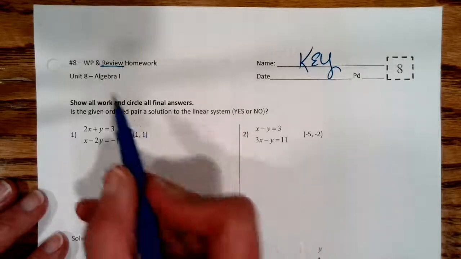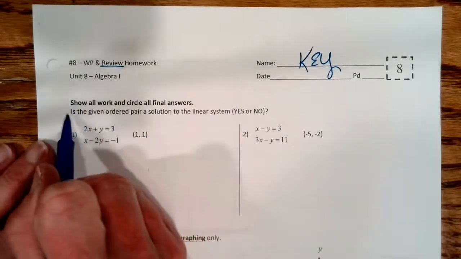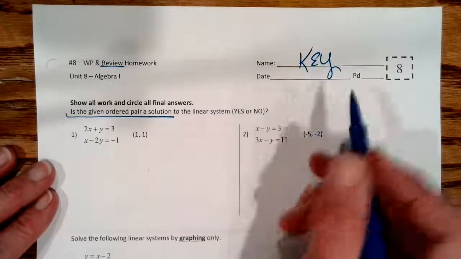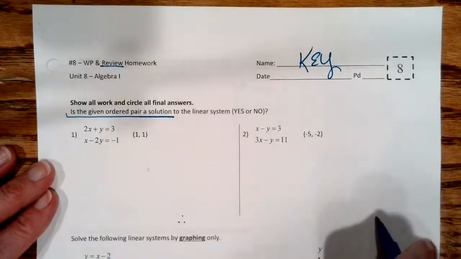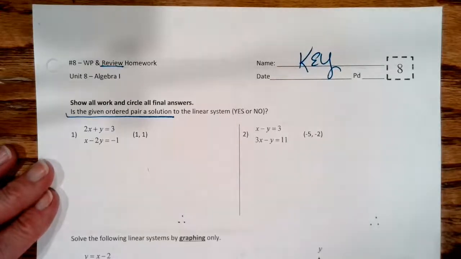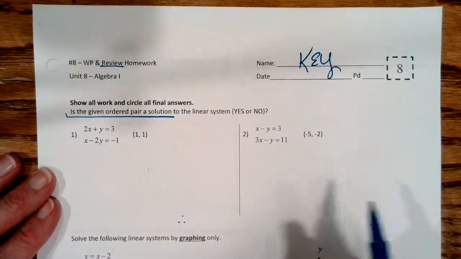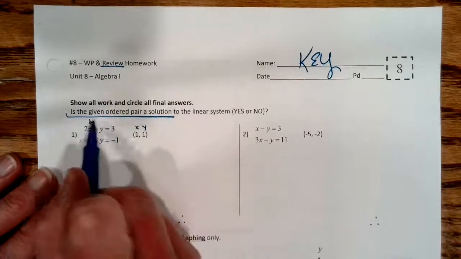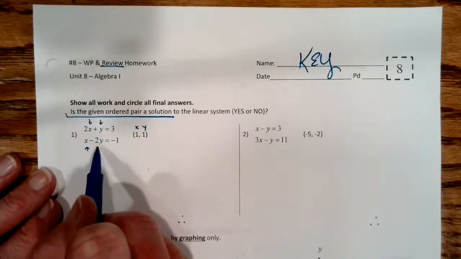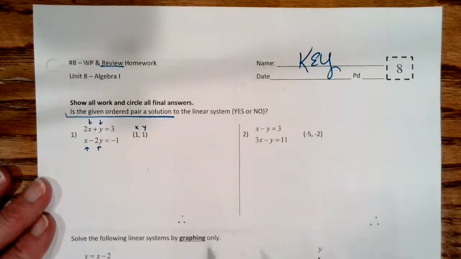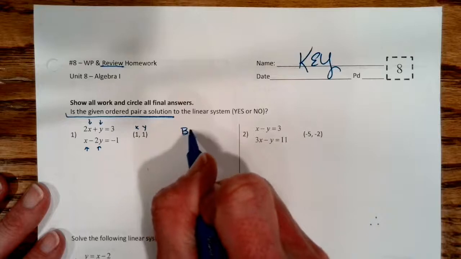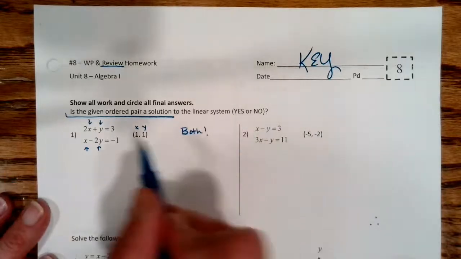So the first part is, when we started, we talked about, is the given ordered pair a solution? Yes or no? So we're looking for an answer here. Are you going to say, therefore, yes it is, or no it's not? We get that answer by putting this x and this y into both equations for both variables. In order for it to be true, it has to be true for both. So let's go ahead and check it out.